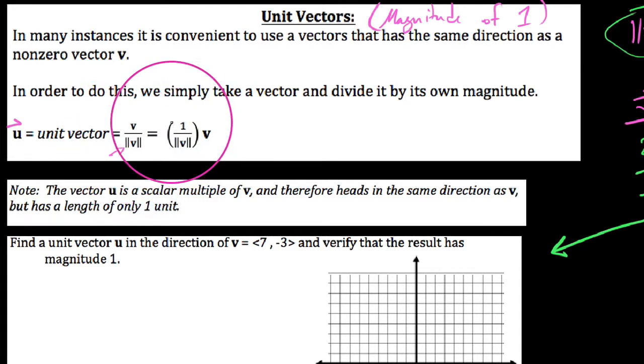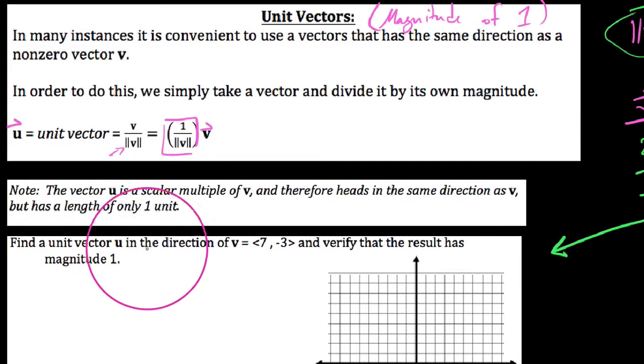Another way to write the same quantity is to multiply the vector v times the reciprocal of its own length. In other words, if it had a length of 8, we'll take it times 1/8. If it had a length of pi, we'll take it times 1 over pi. If it had a length of 20, we'll take it times 1/20, and that'll shrink it down to a length of 1, okay?